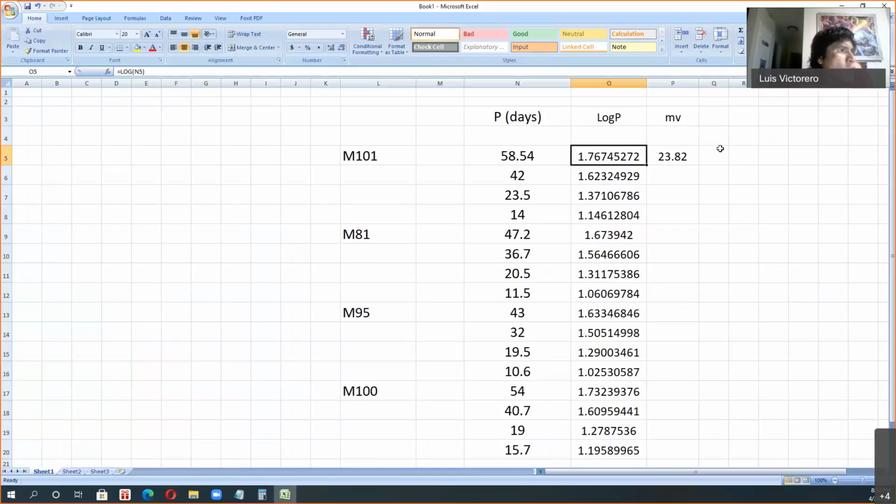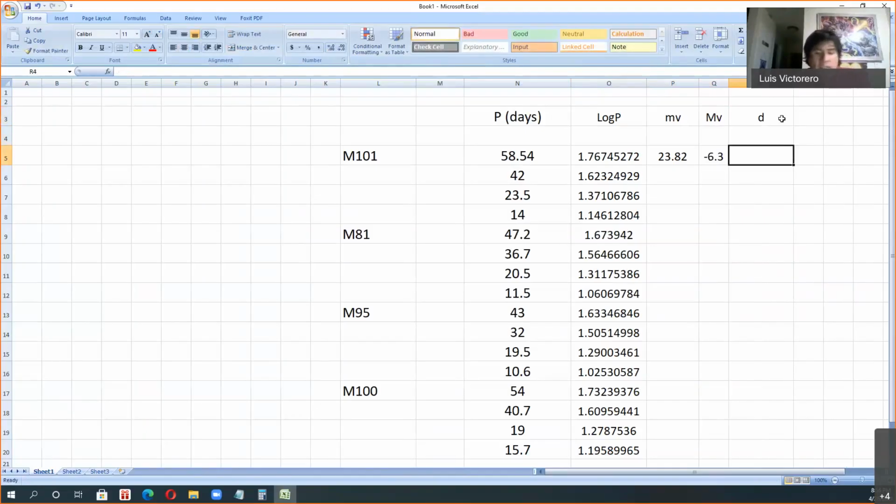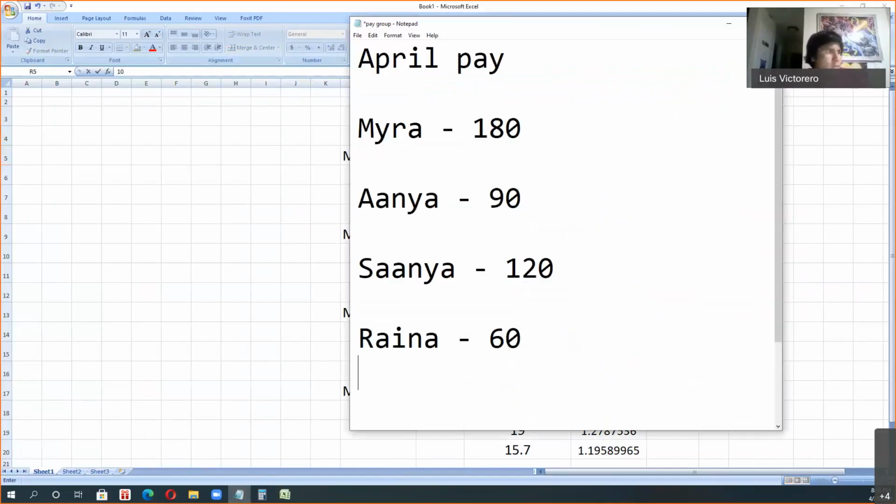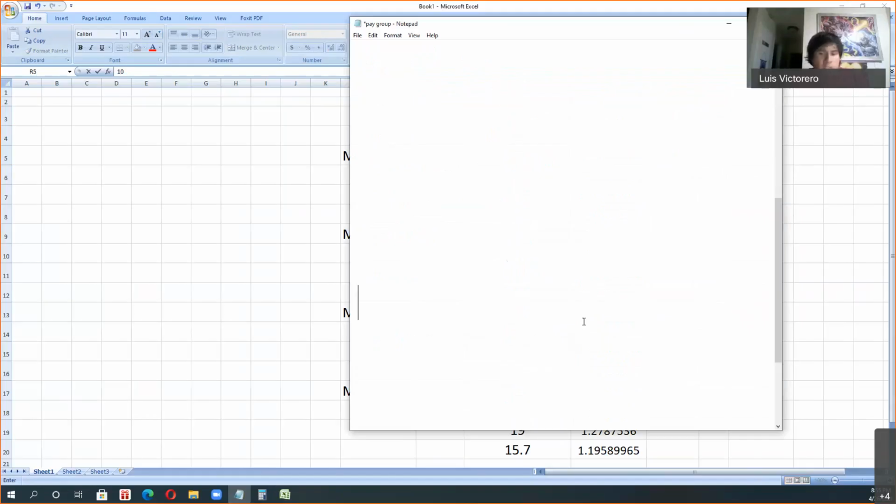So I put here absolute magnitude. What did I say? Minus 6.3. All right. Now I have little m, and I need these two actually. So how do I find the distance? The distance is found by doing, let's use Notepad, 10 to the power of little m minus big M plus 5, all divided by 5.